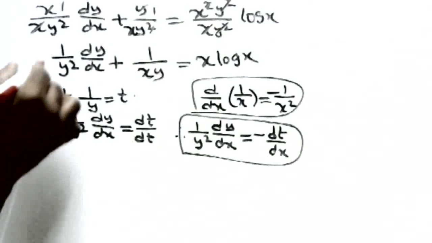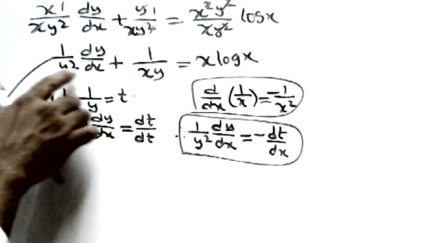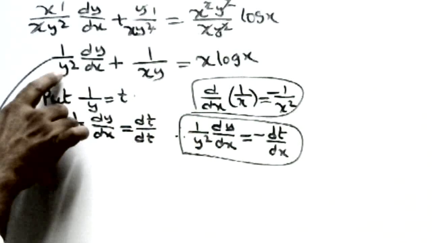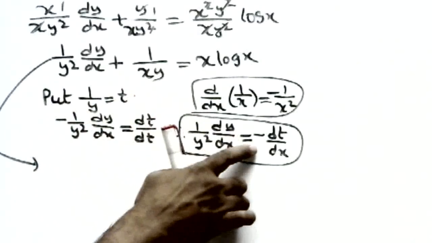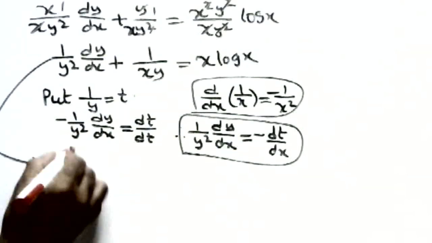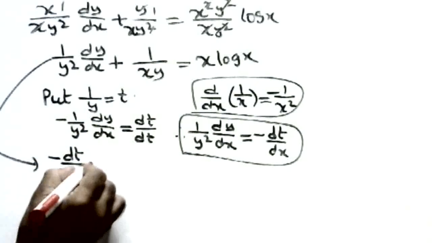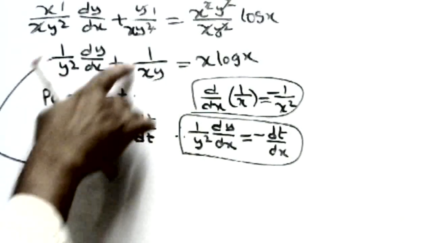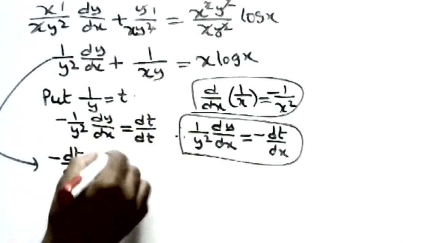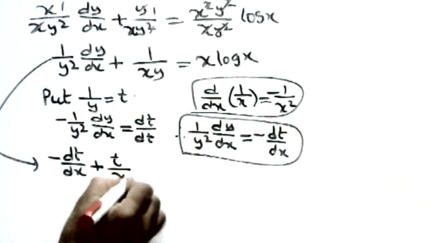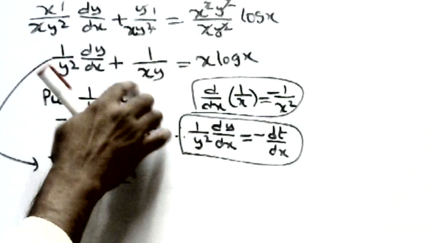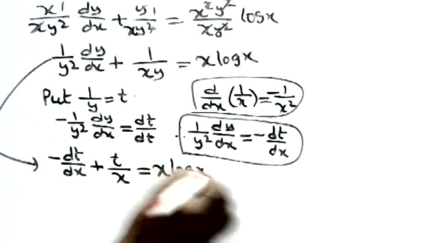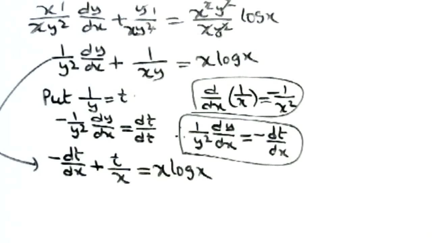Now the question will change. See here, let me change this question. 1 by y square dy by dx is minus dt by dx, plus, now 1 by y we wrote t. So this will become t by x equals x log x.